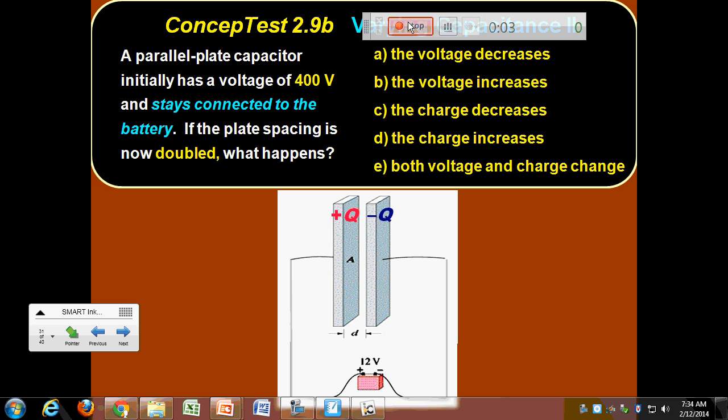Okay, a parallel plate capacitor has a voltage of 400 volts, and it stays connected to the battery. If the plate spacing is doubled, what happens to the voltage or the charge? You keep it connected to this power supply, but you double the plate spacing. We're looking at two different expressions here.